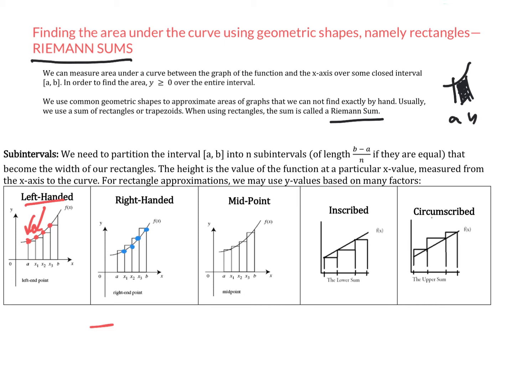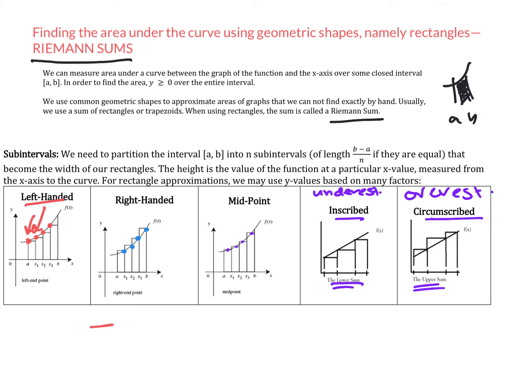Midpoint is using, instead of the left-hand side or the right-hand side, the actual midpoint between those two x values to determine what the height of that rectangle is going to be. And then we already referred to inscribed and circumscribed, and we also mentioned that inscribed is always going to be an underestimate, and another name for inscribed is the lower sum. Circumscribed is always going to be an overestimate, and another name for that is the upper sum. So this is just working through some vocabulary to make sure we understand what's being asked if one of these words shows up in the directions for a problem.